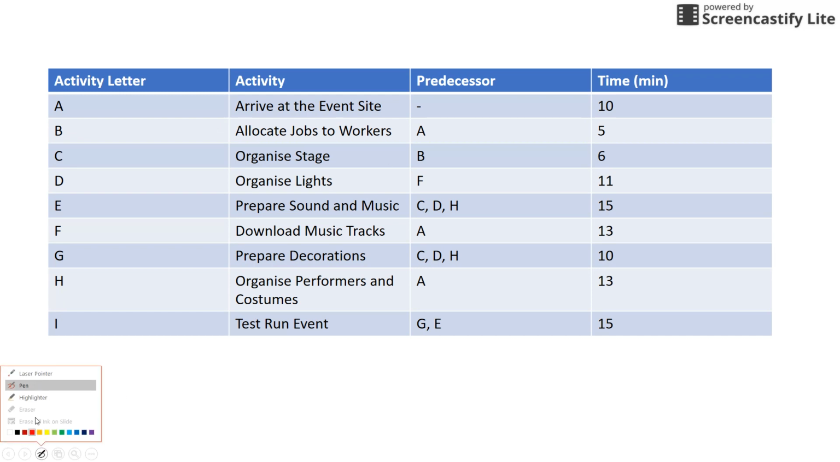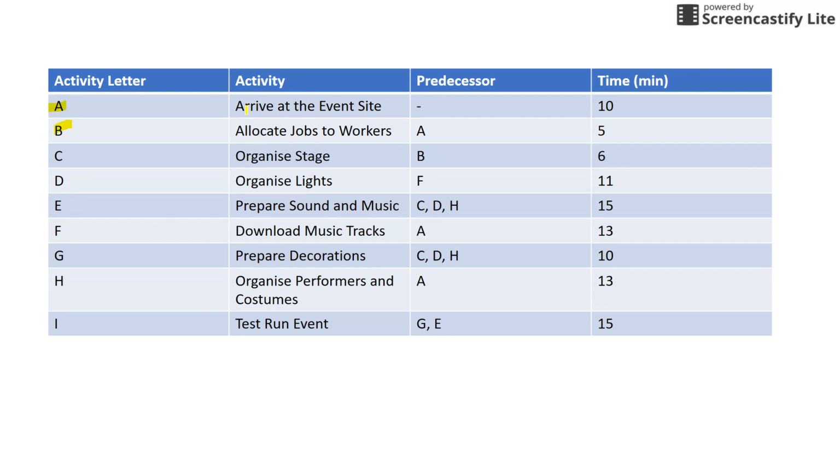So the first step you're going to want to do is organize a table that looks similar to something like this. You're going to be a person organizing an event for school or whatever. For this, we're going to have about 9 activities, and this includes arriving at the event site, allocating jobs to your workers, etc. So you want to letter these in alphabetical order.